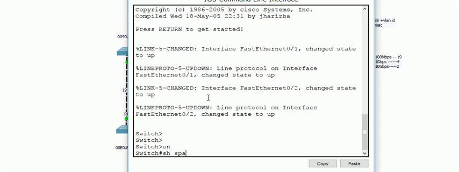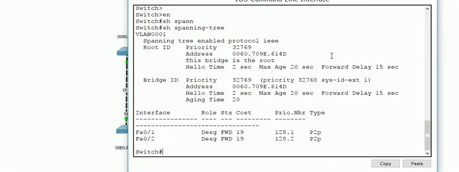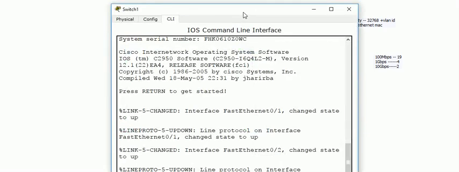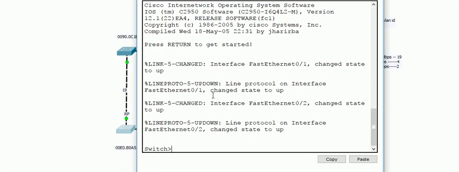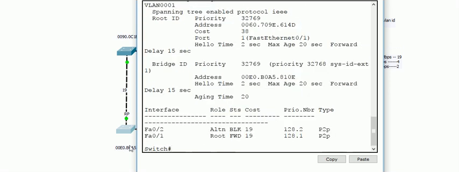So let's see. Show spanning tree. You can see that on the root bridge, the information says this bridge is the root. It's saying I'm the root, and all the other non-root bridges know who the root is. This is how spanning tree works. This is how they block the loop.